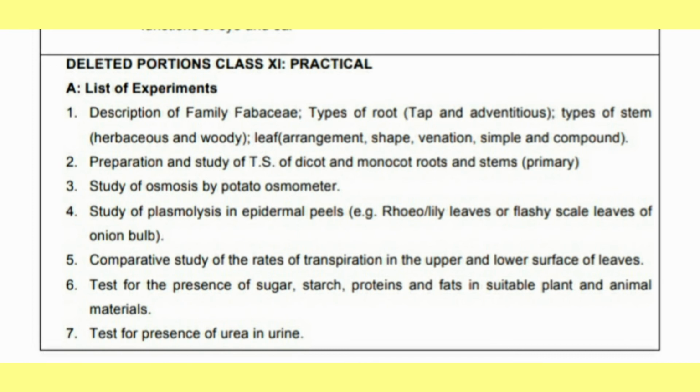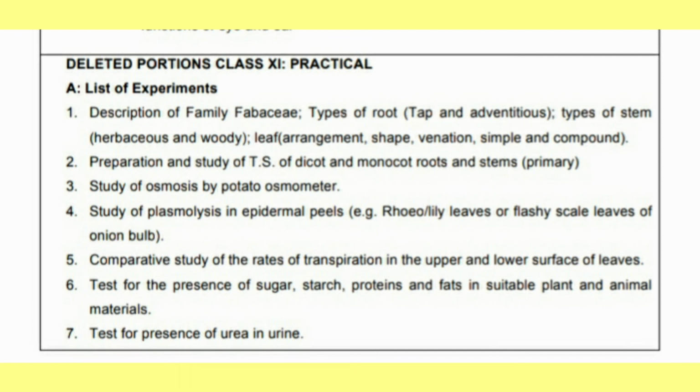Study of osmosis by potato osmometer. This is deleted. Study of plasmolysis in epidermal peels, that we generally do with onion bulb or Rhoeo leaves or lily leaves. This is deleted. Comparative study of the rate of transpiration in the upper and lower surface of leaves. This is deleted.